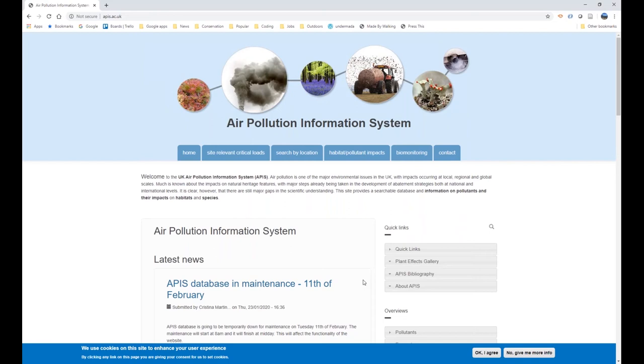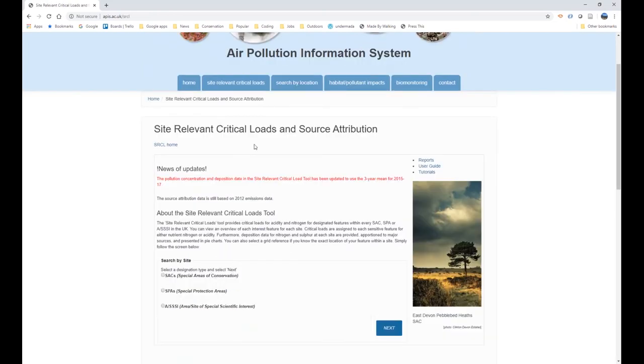Stepford Heath. Yeah, so we're on the Air Pollution Information System, the URLs in the presentation. We've gone to the protected sites tab, so site relevant critical load. We'll go to the SAC.